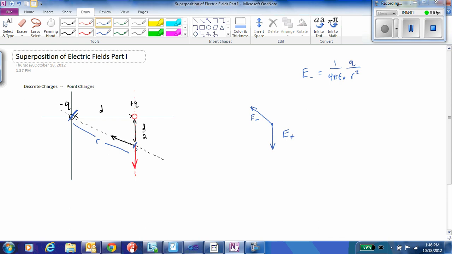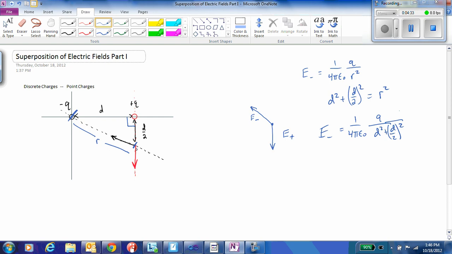Well, I know that this thing forms a right triangle. So I know that d squared plus d over 2 squared must equal R squared. So my electric field from the negative charge has a magnitude of 1 over 4 pi epsilon 0 times q over d squared plus d over 2 squared. Now I could simplify that if I wanted to.